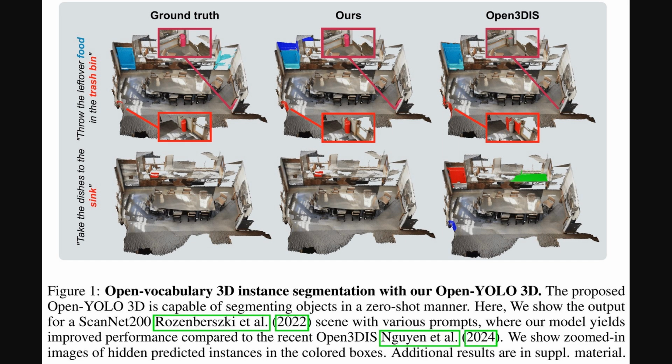Alright, so this first figure gives us a great visual. It's showing examples of open vocabulary 3D instant segmentation. You see 3 columns: ground truth, which is essentially the correct ideal segmentation for the scene, then ours, showing the output from Open-YOLO 3D, and finally, a comparison to another method, Open-3DIS.